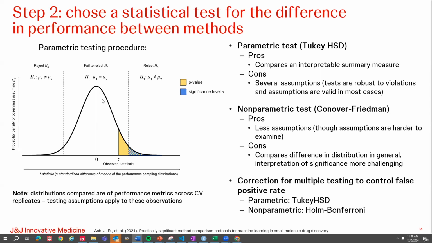If you assume the null hypothesis is true, then the means for the two methods are equal, and the t-statistic will have this distribution shown. Then the t-statistic that's actually observed in the data is compared to this distribution. The t-statistic is just the difference of mean performance between methods normalized by the standard deviation. And the p-value is the probability of observing a t-statistic as extreme or more extreme than what is observed.